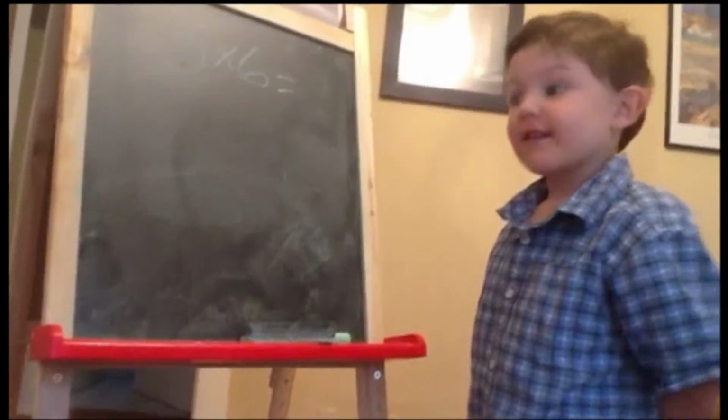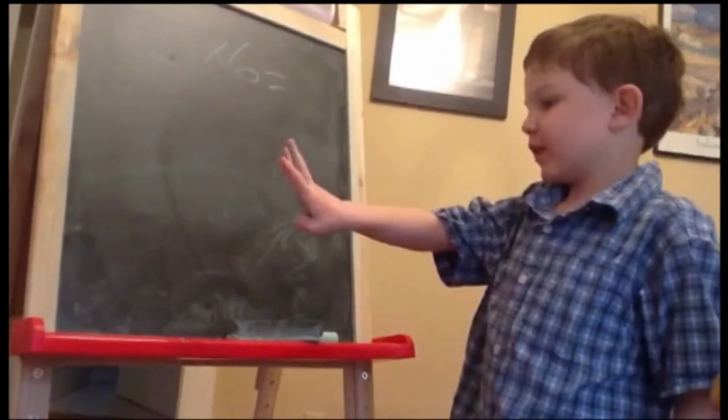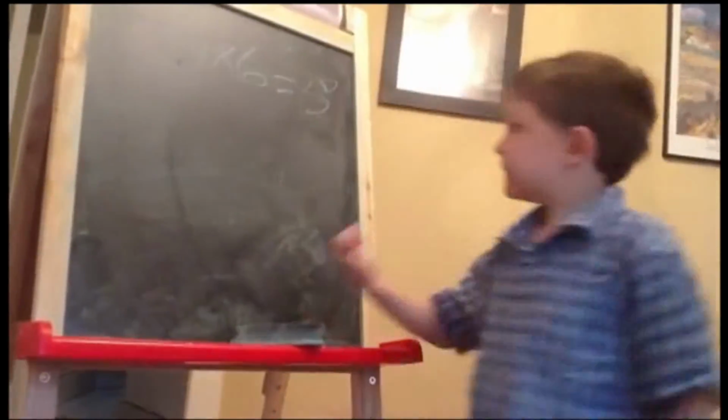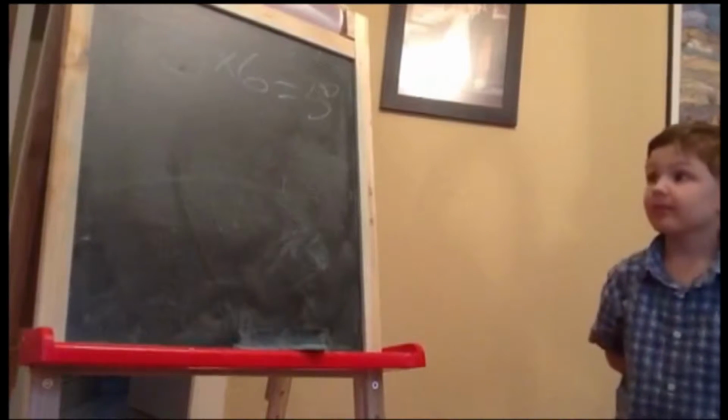Okay, what's 5 times 6? So you have 6 groups of 5. 5, 10, 15, 20, 25, 30. Good. How about right up there, 6 times 2?